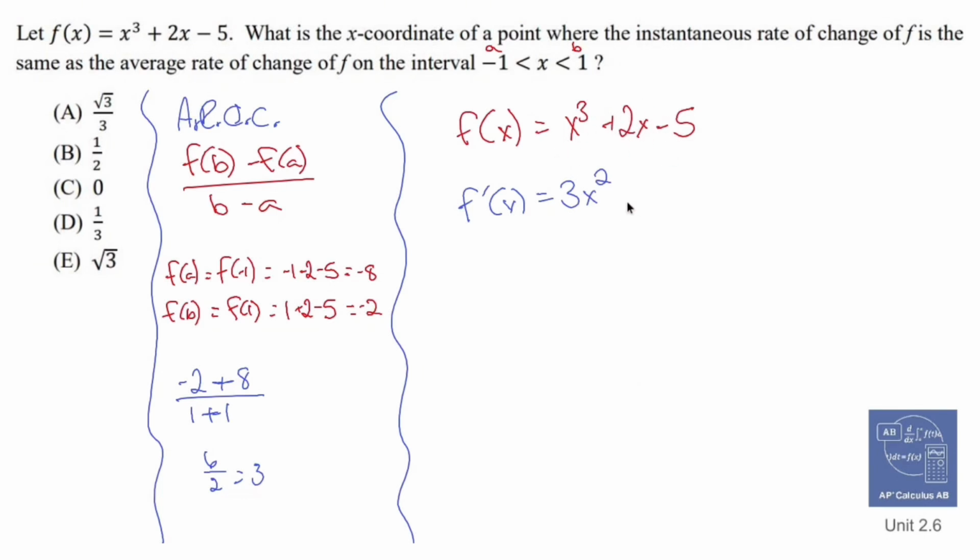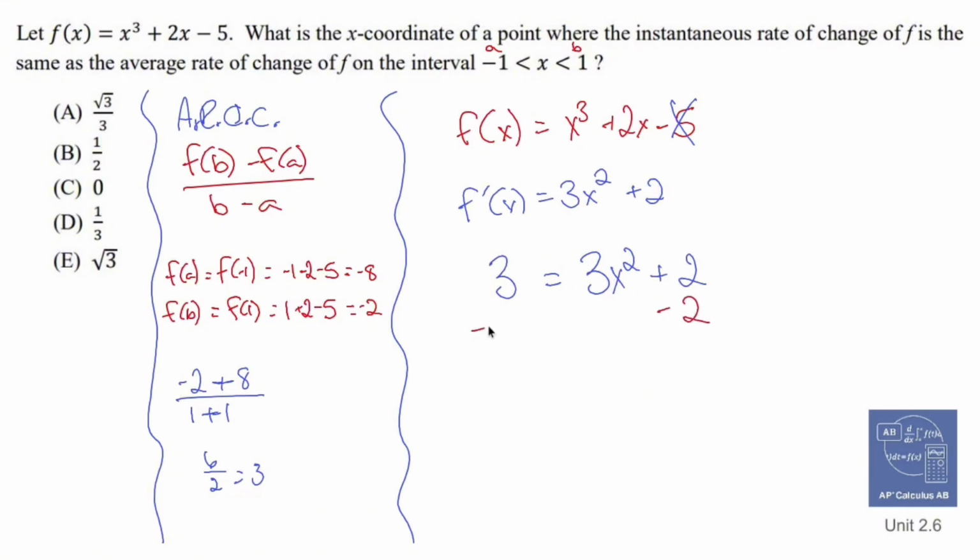The derivative of 2x is just 2 because you would drop down the 1, invisible 1, and then get x to the 0th. And the derivative of a constant is 0. Now, we want our instantaneous rate of change to be 3. So 3 is going to equal 3x squared plus 2. And now I have to solve this abomination for x, which means, you know, it's going to be bad.